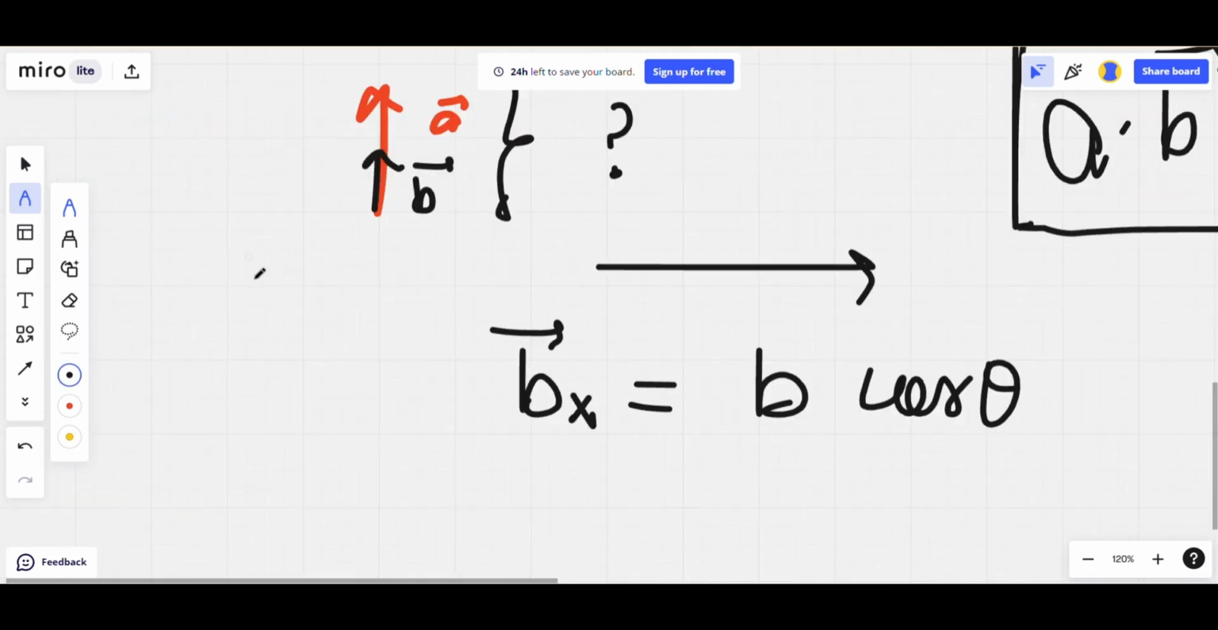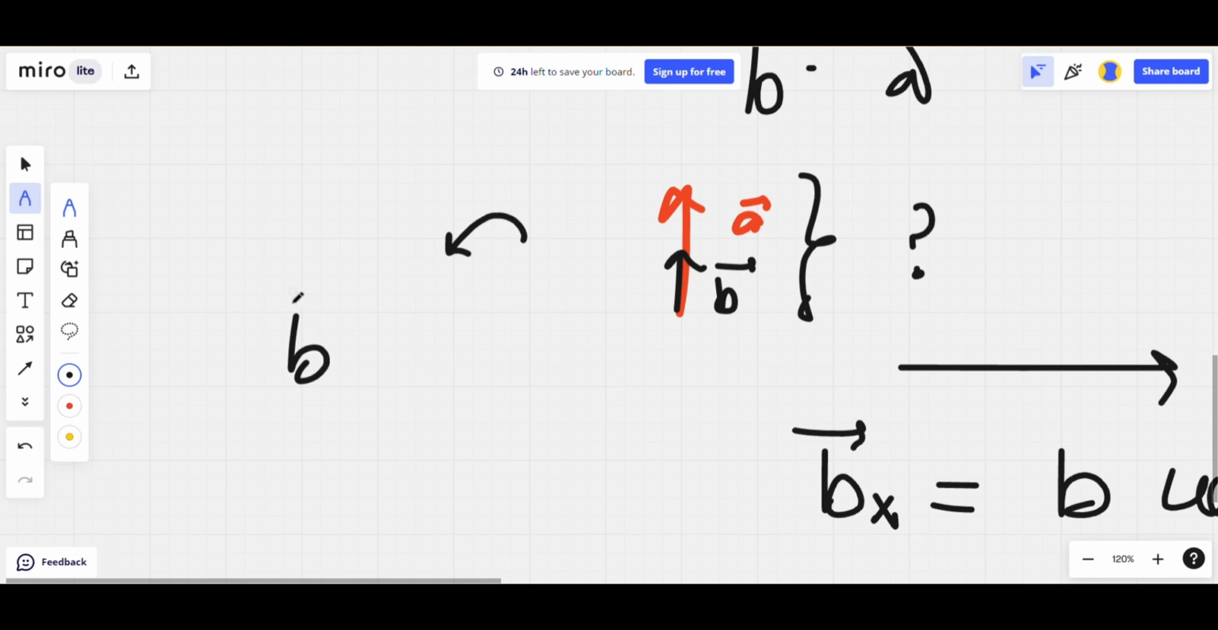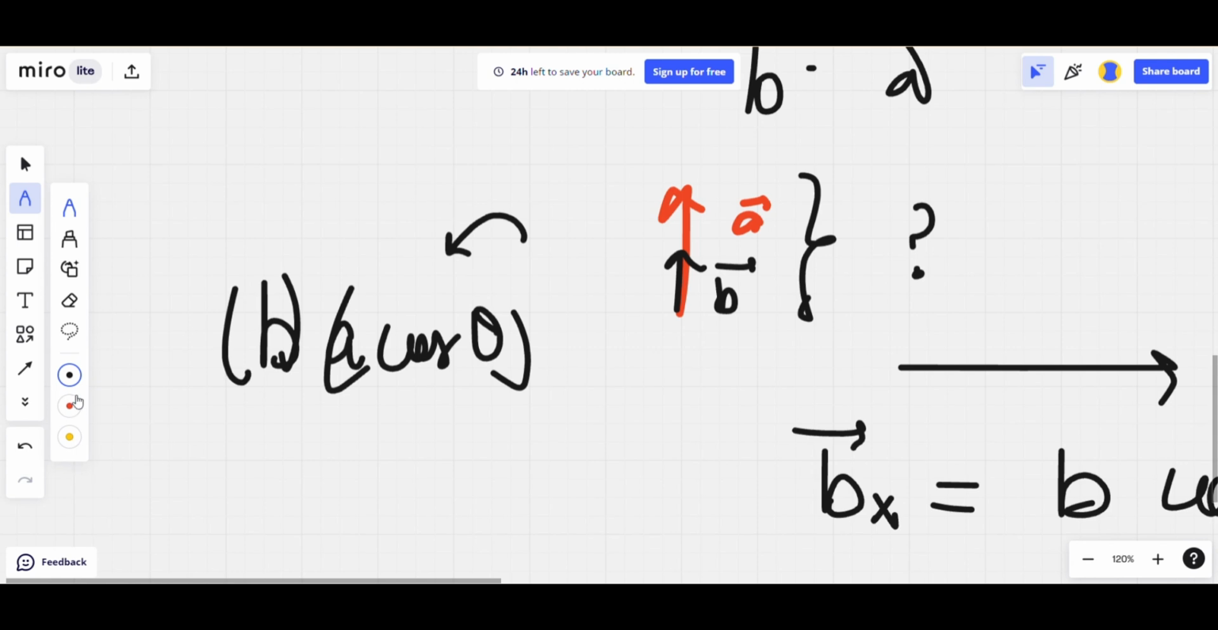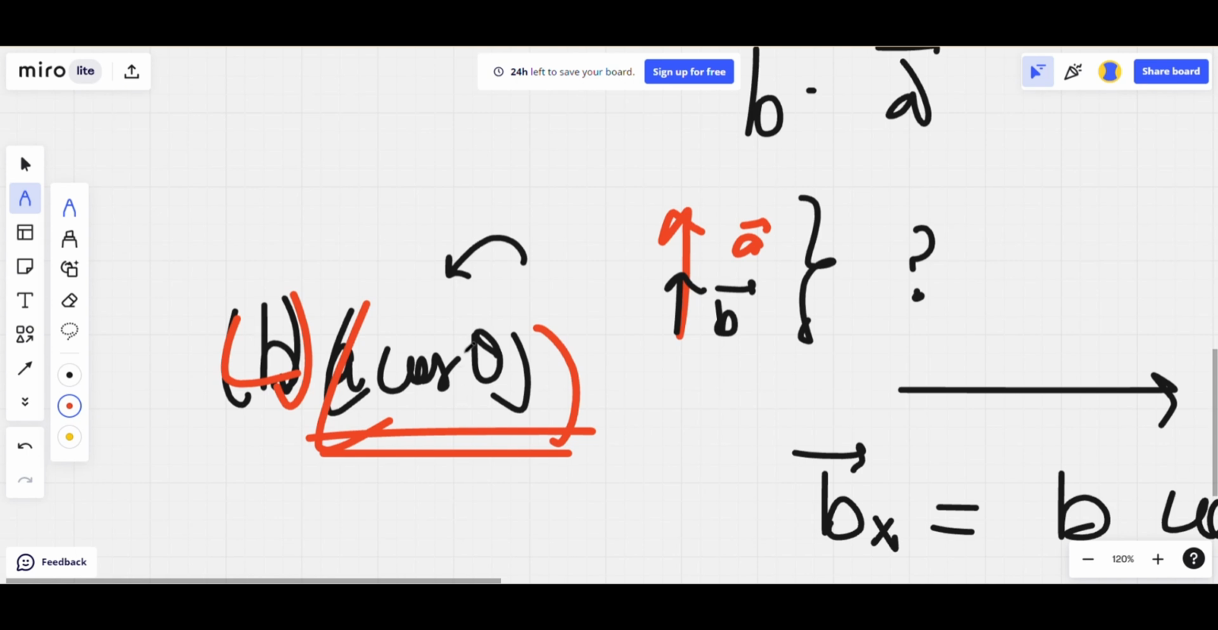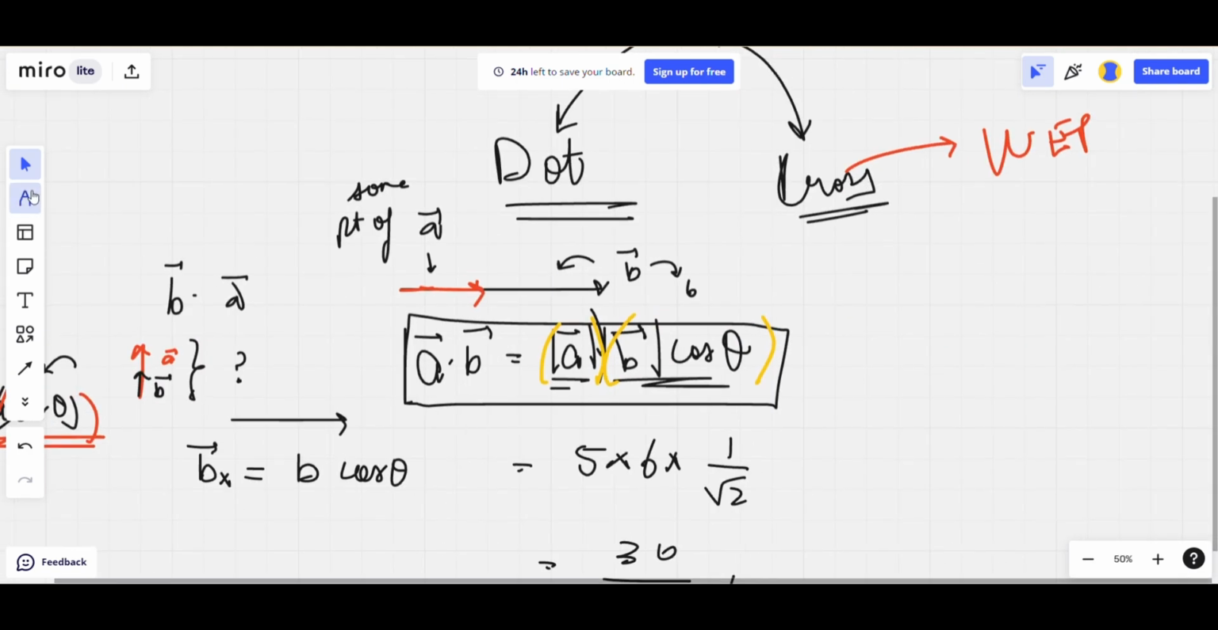Now if we have this thing, what is this thing? This is nothing but b dot a. B dot a is nothing but the magnitude of b, we just talked about how we represent magnitudes, right? b a cos theta. It could be like this. These two are different. So a cos theta is the part of a in the horizontal direction multiplied by b. That's all it is. So that's all that's there for dot product.